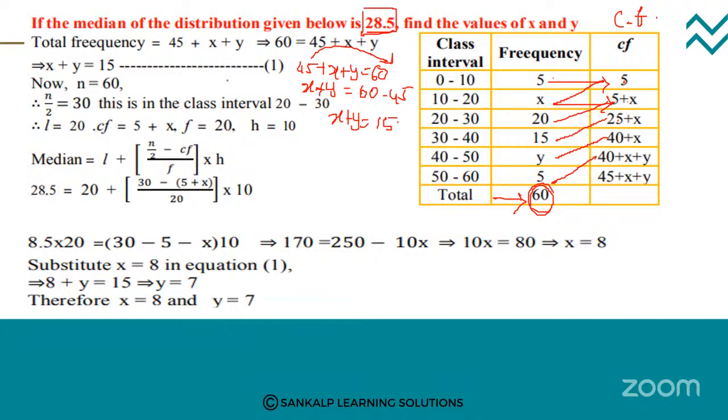Now, the total frequency they have given. Here the total frequency can be considered as n, small n, right? Small n they have given, that is 60. So n by 2 value is 60 divided by 2, which is 30. So n by 2 value is 30. 60 divided by 2 is 30, so 30 comes in the class interval 20 to 30, right? Yes or no? 20 to 30.